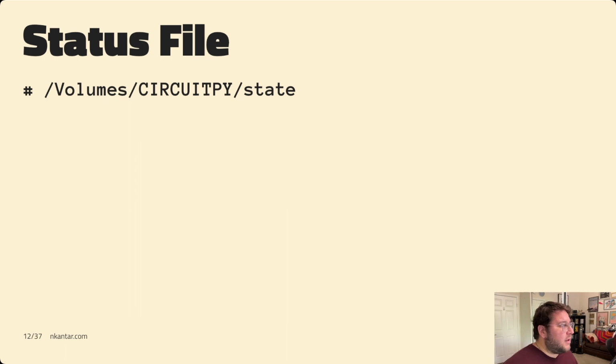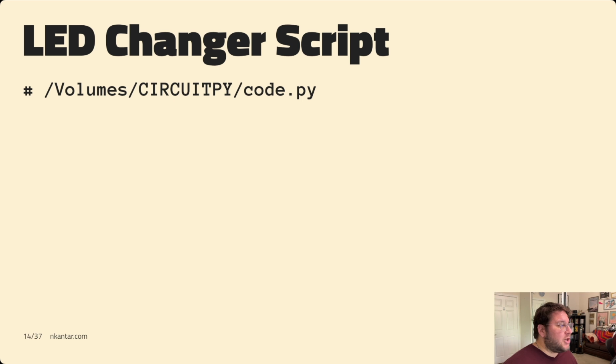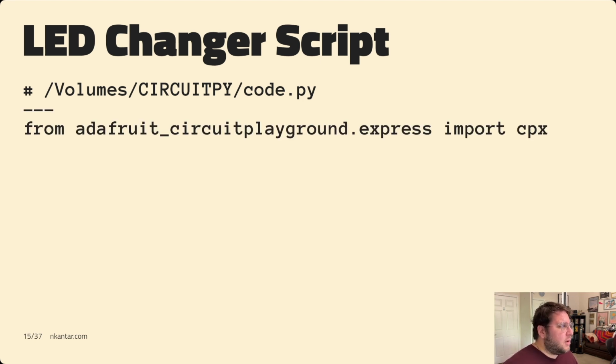Starting with the status file, it needs to live on the device, so it will be in /Volumes/CIRCUITPY. We'll call it state, and we'll just put a 0 in there for now. Moving on to the LED changer script, it also needs to live on the device, and it should be called code.py because that is the file that will automatically get run when the device is actually powered.